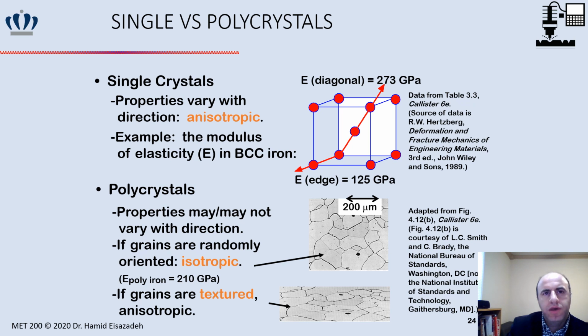What are the mechanical properties of single and polycrystal? The single and polycrystal have different mechanical properties that we should be aware of. For example, properties in the single crystal vary with direction. It means the property is anisotropic. It's not isotropic. It's not the same in all directions.